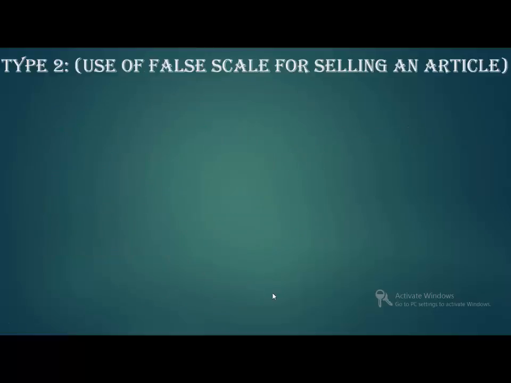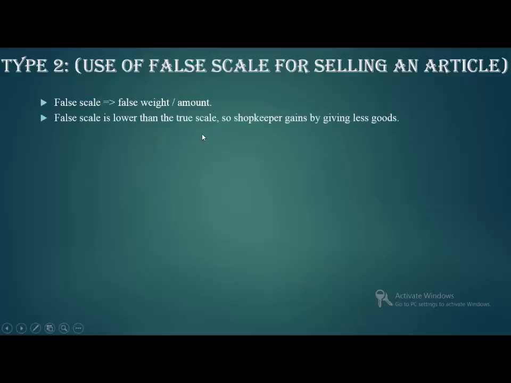Another type occurs when a trader or a merchant or a shopkeeper uses a false scale for selling an article. Now false scale may refer to false weight, false amount, or anything else as specified in the question. False scale is always lower than true scale. It is done so that the shopkeeper has some profit or some gain by giving less amount of articles or goods. The shopkeeper may sell the goods at cost price or with some profit.